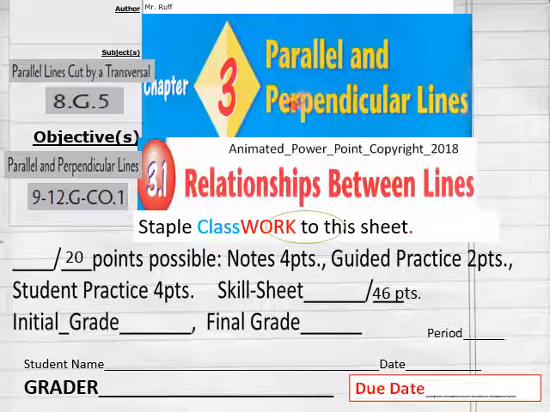So today we're going to do 3.1, relationships between lines. If you need more room than the classwork sheet provides, go ahead and staple a piece of paper to it. If you're doing this through a homeschool, take a picture of it with your phone and send it to me. This is 3.1 in chapter 3, which is parallel and perpendicular lines.